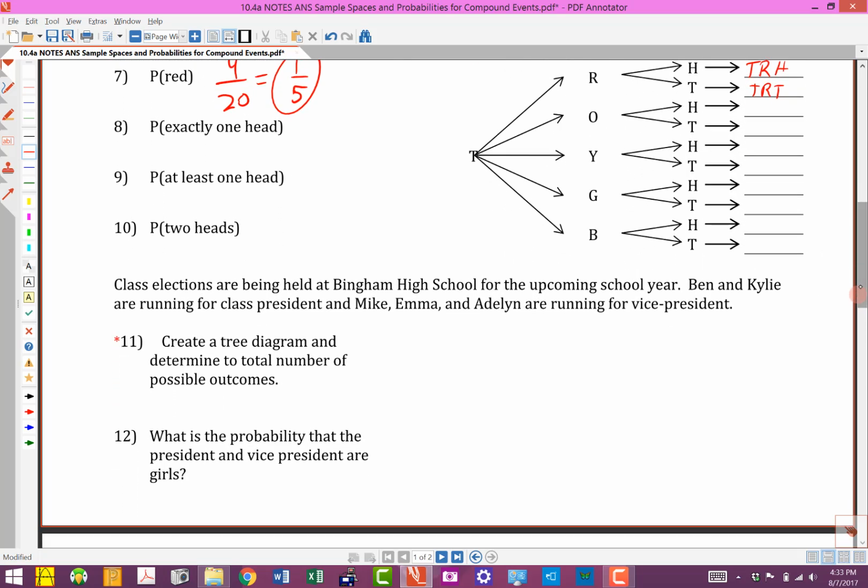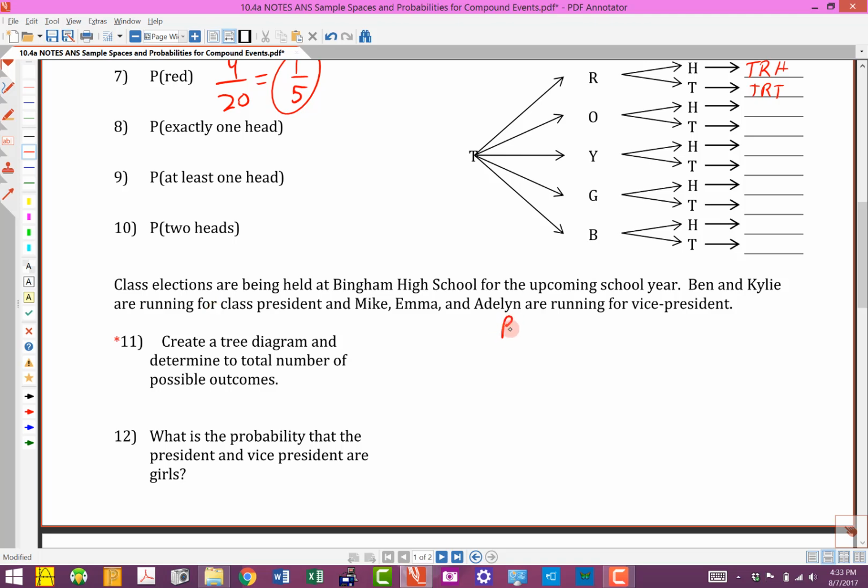Okay, let's talk about this one right here. Again, I'm not going to do this entire thing, but I am going to do enough that you can get a feeling for what goes on here and then answer the question. It says class elections are being held at Bingham High School for the upcoming school year. Ben and Kylie are running for class president. Mike, Emma, and Adeline are running for vice president. It says create a tree diagram and determine the total number of possible outcomes.